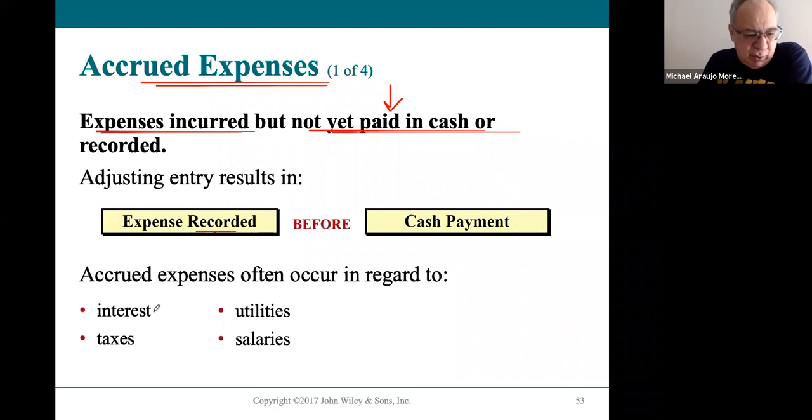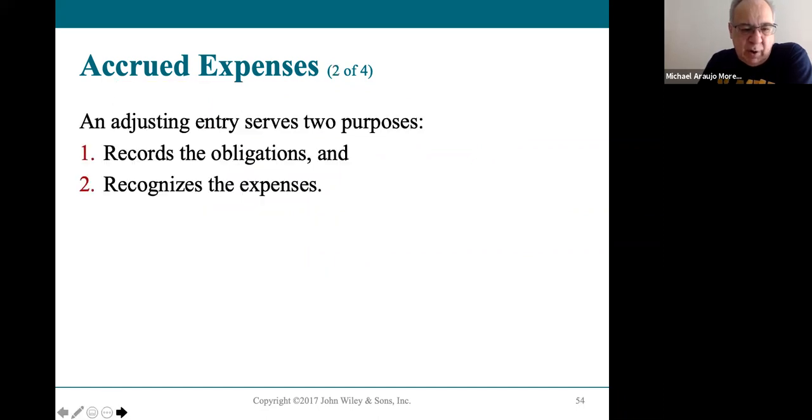Interest on loans, which we're going to talk about, taxes, utilities, and salaries, which we're going to talk about. So this book focuses on the fact that we will have 2 specific accrued expenses to worry about: interest and salaries. And let's take a look at each one.